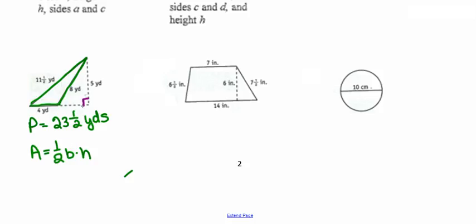So here's the right angle in our picture. The base of our triangle is 4 yards. The height is 5 yards. Making the area here 10 square yards.